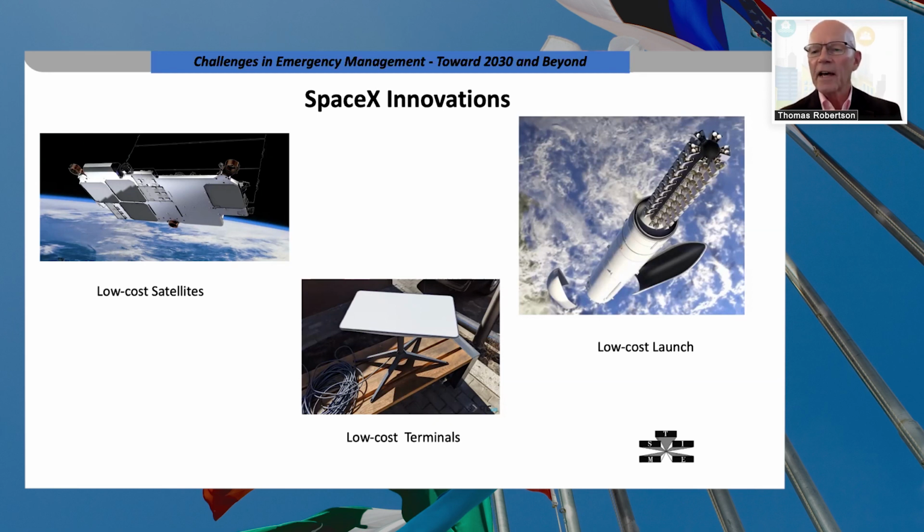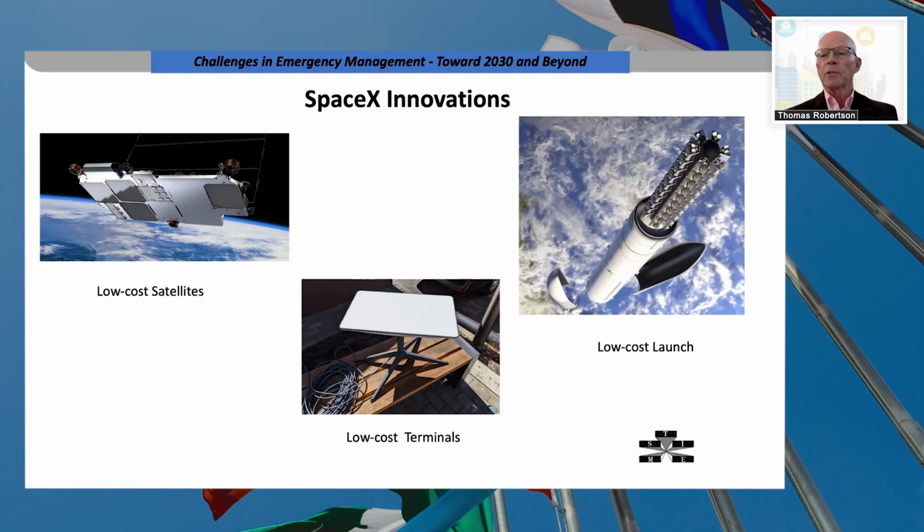In addition to that, paired with the design of these satellites, the satellites are designed to tuck into the SpaceX Falcon 9 rocket. As you can see here, it's a little hard to see, but these rockets can launch 60 of these satellites at one time.